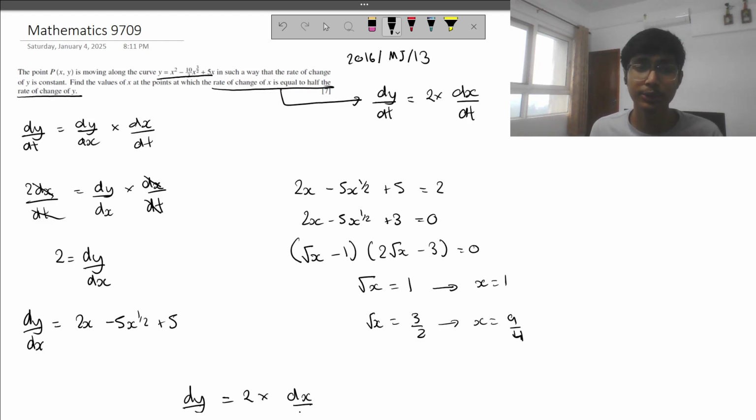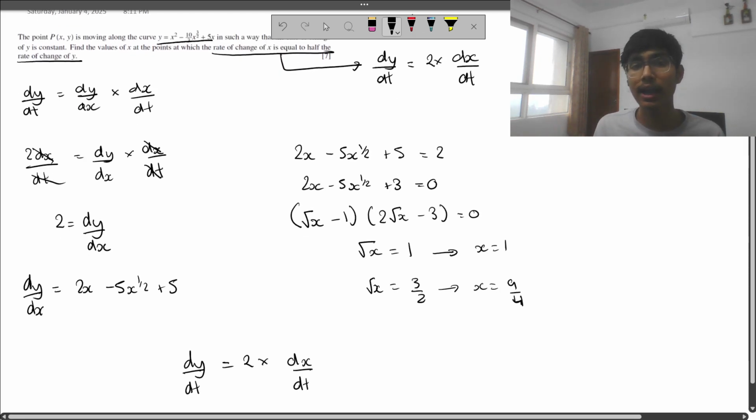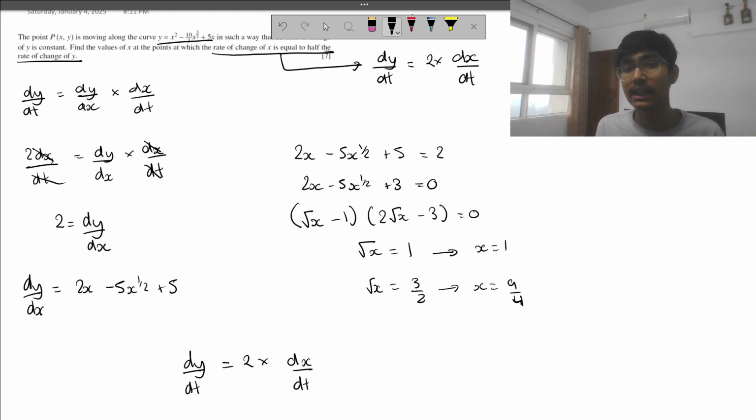Now, if we conceptually imagine this, if my rate of change is half of what I desire, my dy dx needs to equal double, right? And then my dy dt will be double of dx over dt, which is what we require. So that is why dy over dx needs to equal 2.